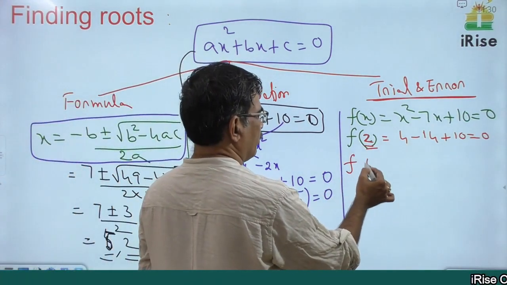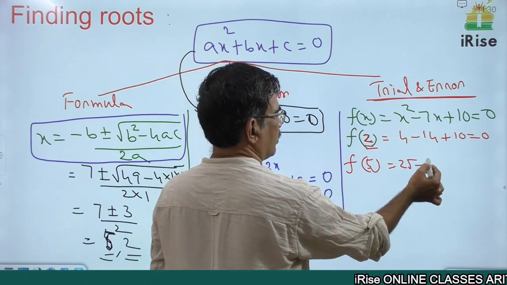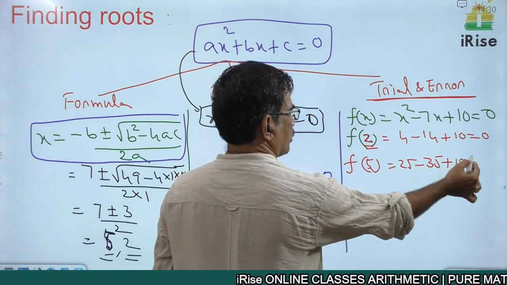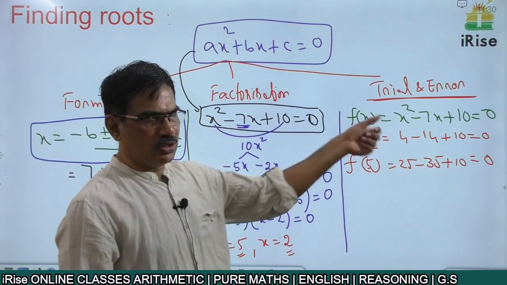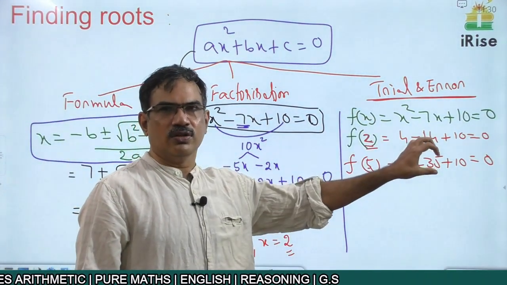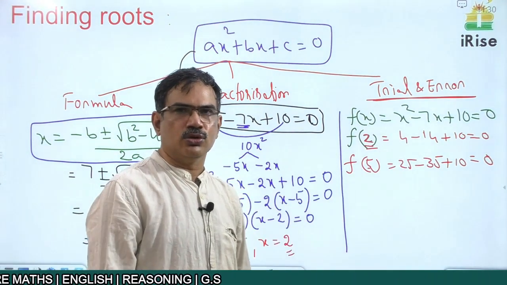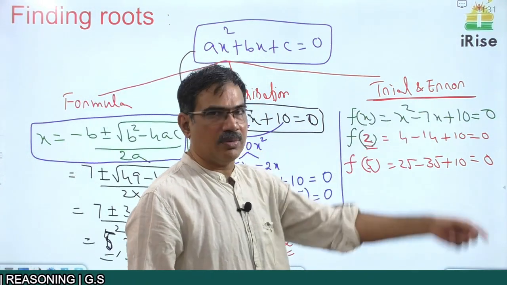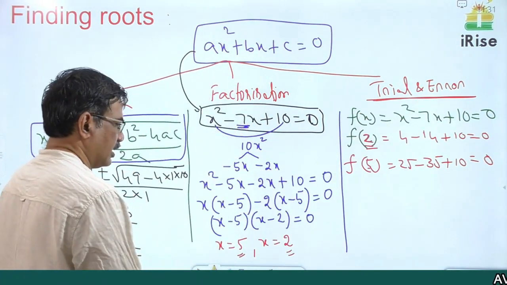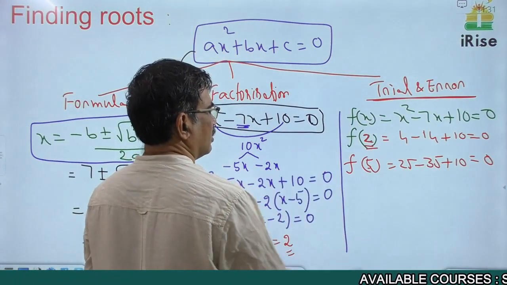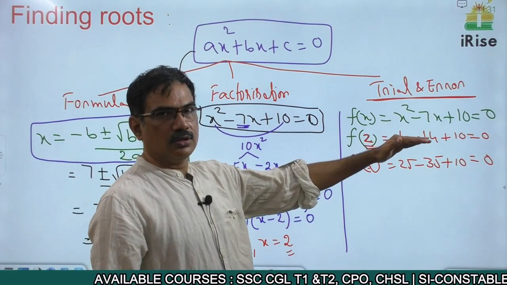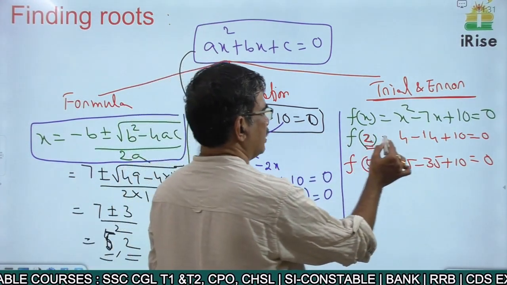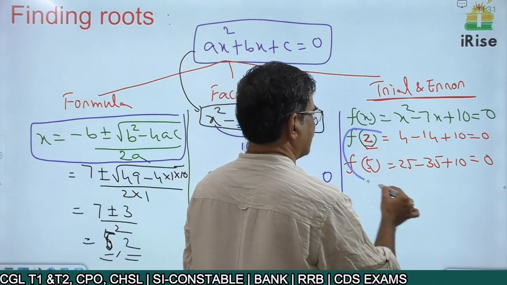Similarly, if we put 5 here, 5² = 25, minus 35, plus 10, satisfied, so 2 and 5 are the roots. Substitute different values. If it is 0, if it is satisfied, then they are called the roots of the equation. Actually, this is not the trial and error method. Okay, see, I want to give a simple concept.